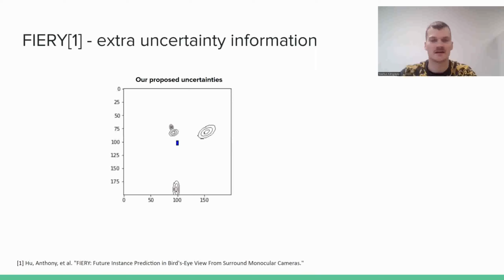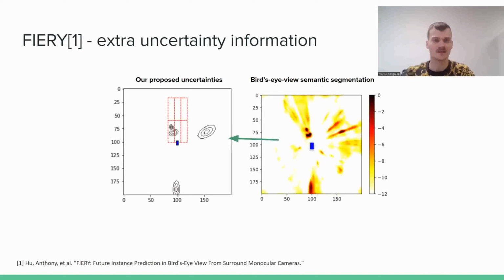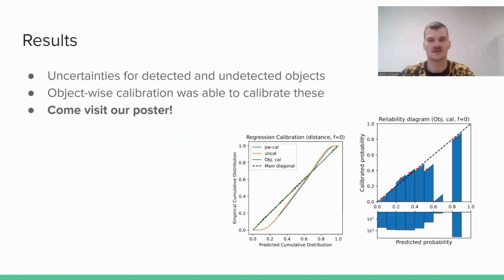To support safe planning, we propose to output object-based uncertainty information, but additionally also information about particular rectangular regions in front of the car. For each region, we produce a probability that it includes an undetected pedestrian. This information is not included in semantic segmentation. As a result, we generated uncertainties for detected and undetected objects. With object-wise calibration, we were able to calibrate these.